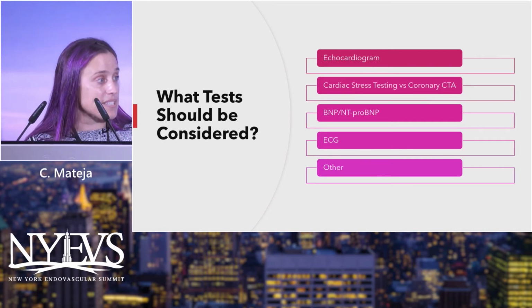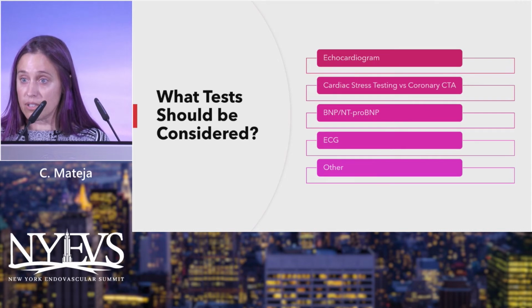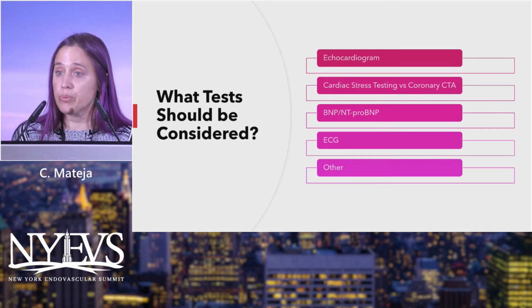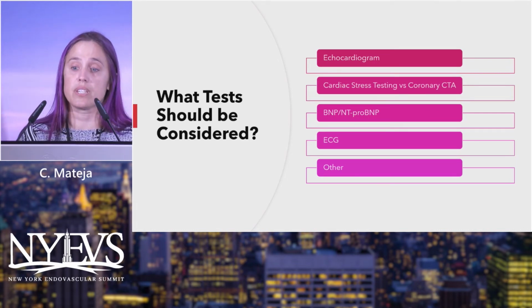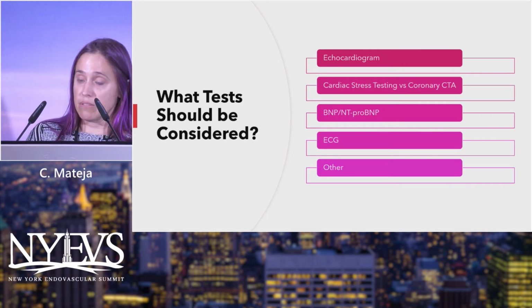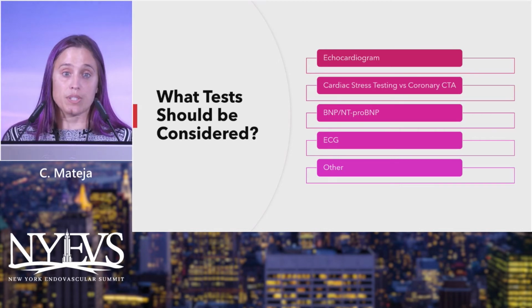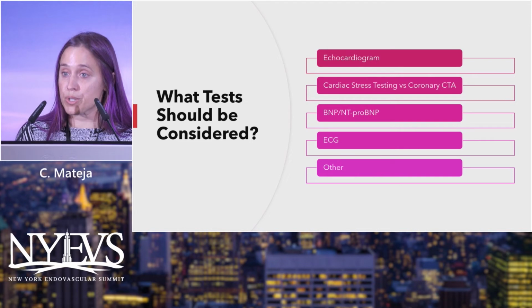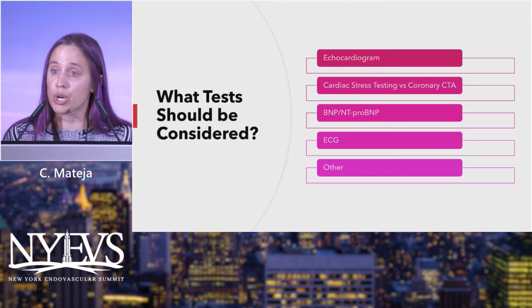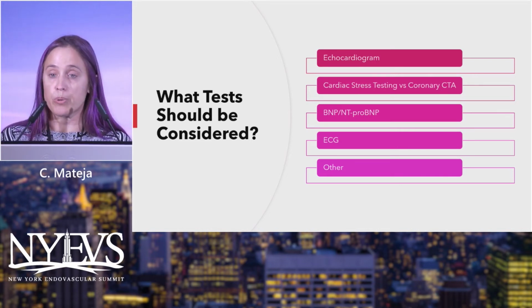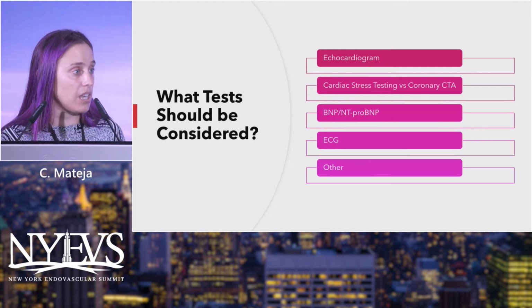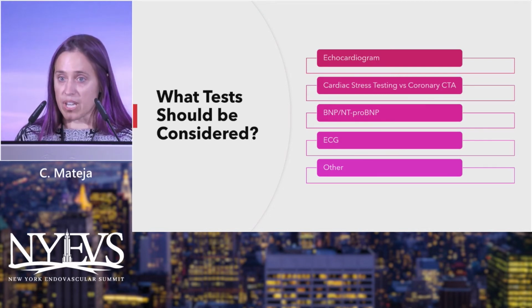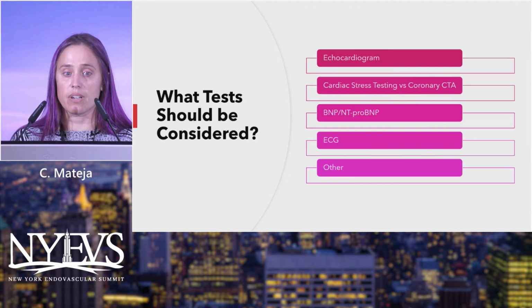So again, all based off of the history and our physical, we might consider doing an echo. We may consider doing a cardiac stress test or a coronary CT. We might consider ordering some cardiac biomarkers prior to the surgery, and that would include our BNP or the NT-proBNP. We may consider getting a baseline EKG, or there are obviously several other tests that we might also consider.